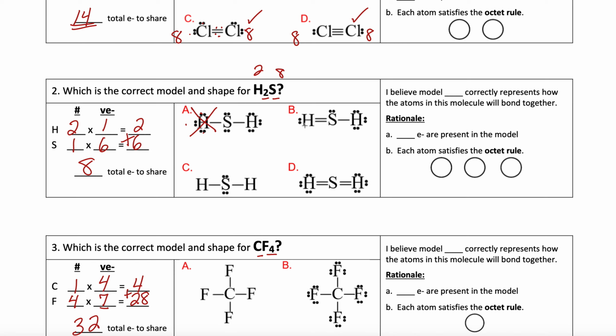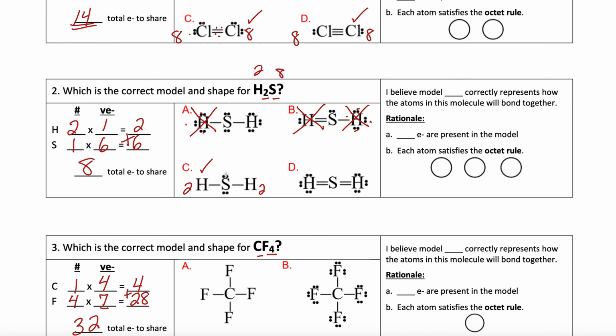Like this one. Here we have hydrogen with 2 dots and a double bond. That's wrong. Here we have 6 dots plus a single bond. That's wrong. Over here, C, we have hydrogen with a single bond. That is perfect. That means hydrogen has 2. And over here, that hydrogen with a single bond has 2. That's good.